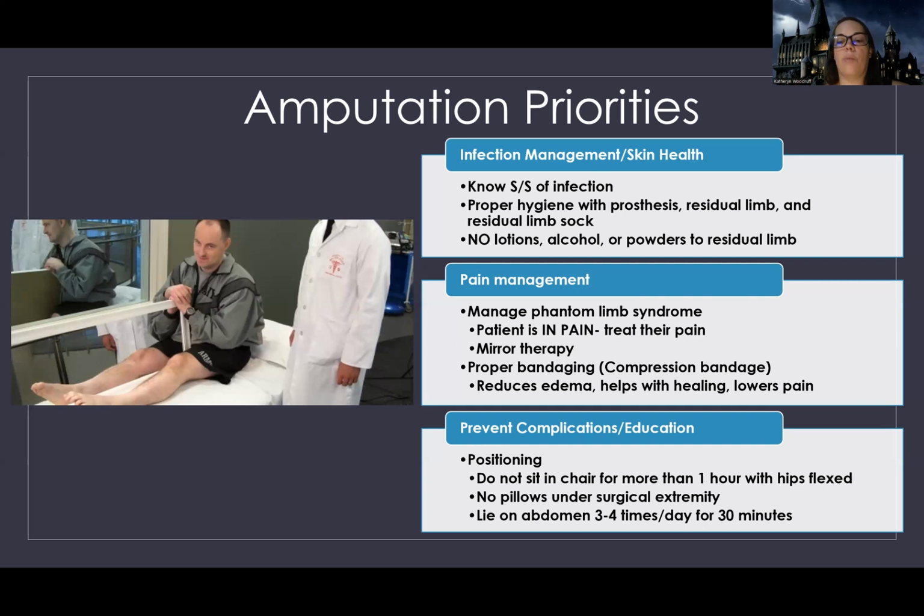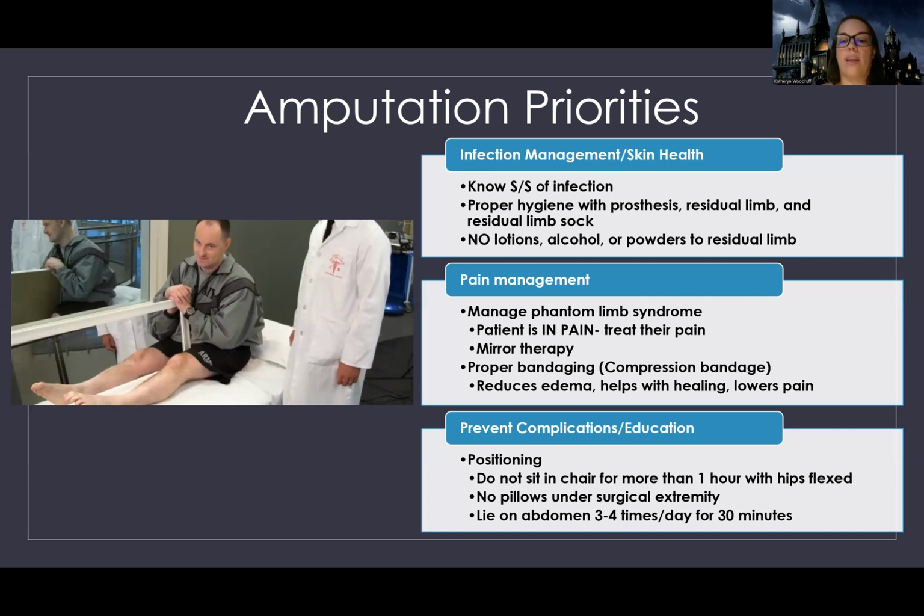So we don't want them to sit in one position for too long, but especially, it's really common with above the knee amputations for them to get contractures in their hip. So we don't want them to sit in a chair-like position, sitting upright. You're going to see this in the hospital all the time, that there's a pillow under the extremity to decrease swelling. And I want to say that now some studies show it's okay for the first 24 hours, but in general, nursing school world, no pillows under amputations.